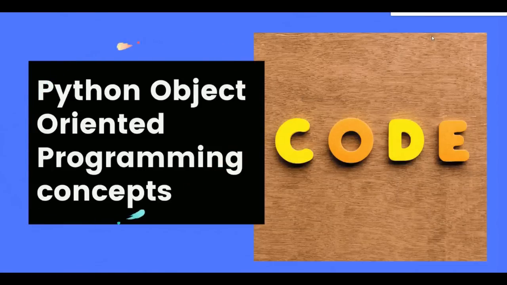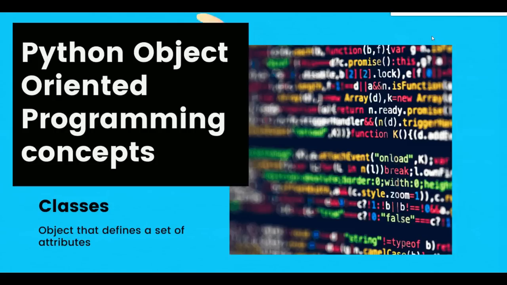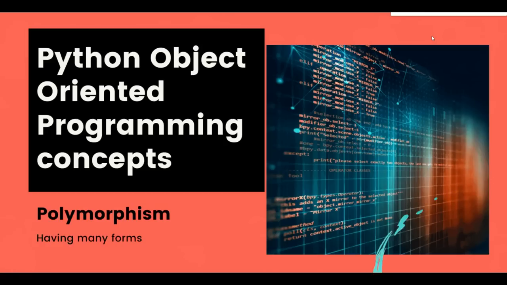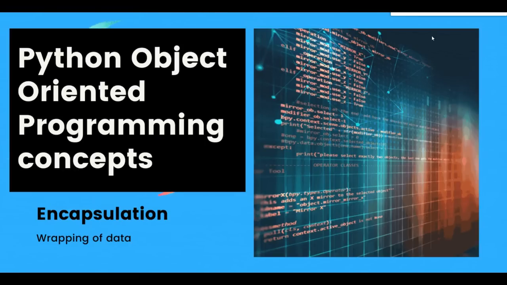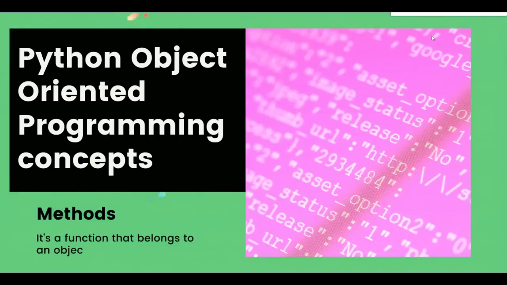So the major important concept of OOPS is that it makes the main function easy, or it makes a complex function simpler. For this only, the object has been introduced. Under the object we have seen the first type as classes, where it defines a set of attributes. Polymorphism is where it has many different forms. Inheritance is where it inherits from the base class or the parent class. Encapsulation is where it wraps the data. One more important point is method, a function that belongs to the object.